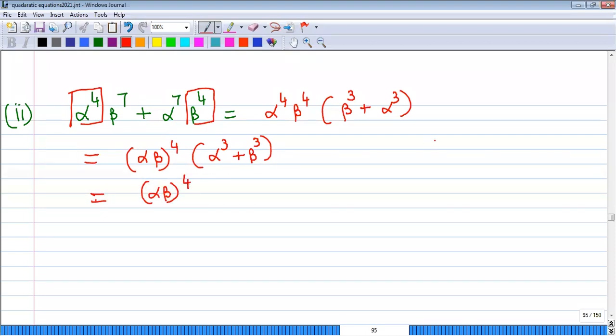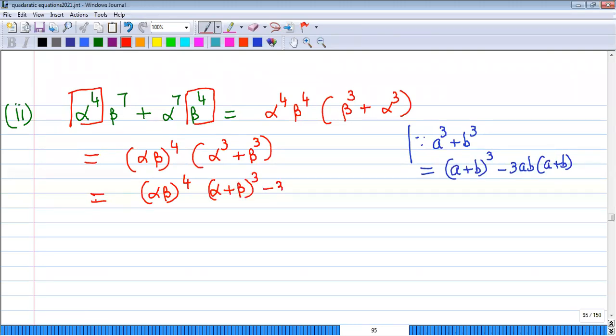This alpha cube plus beta cube is in the form of a cube plus b cube formula. See, always we need to take help of the algebraic identities. They are the tools for us. A cube plus b cube can be written a plus b whole cube, please remember, minus 3ab times a plus b. So now here alpha cube plus beta cube can be written alpha plus beta whole cube minus 3 alpha beta times alpha plus beta.